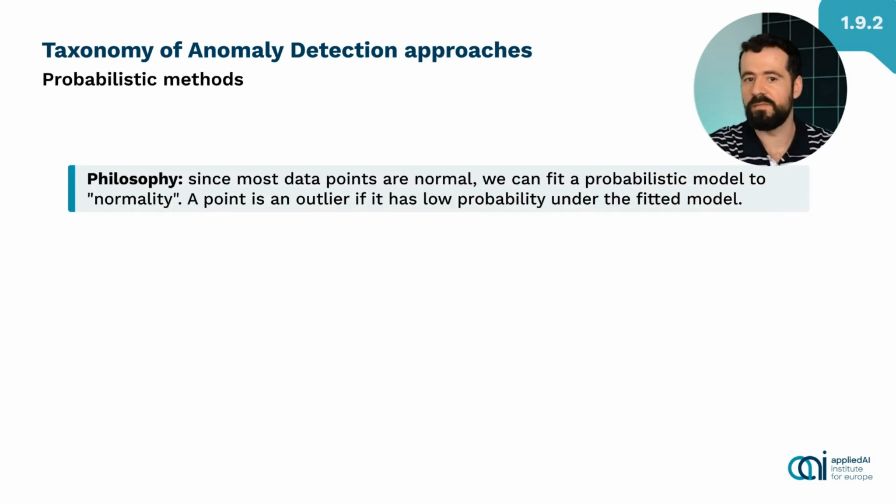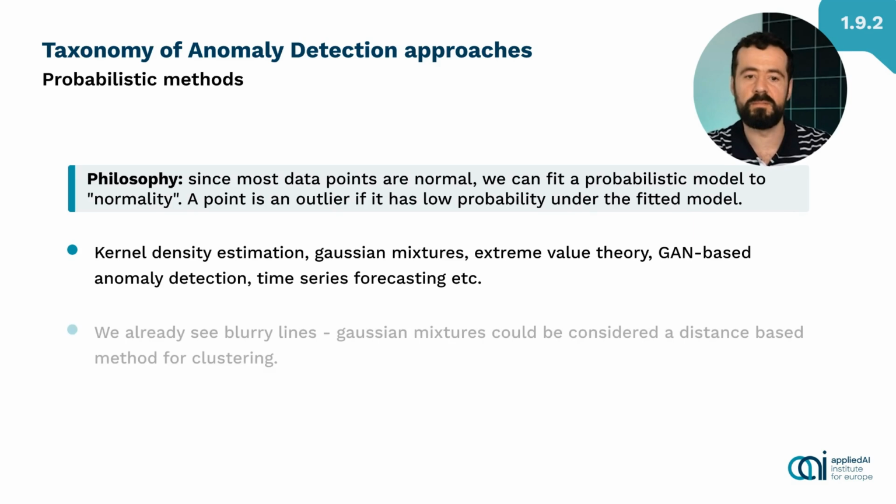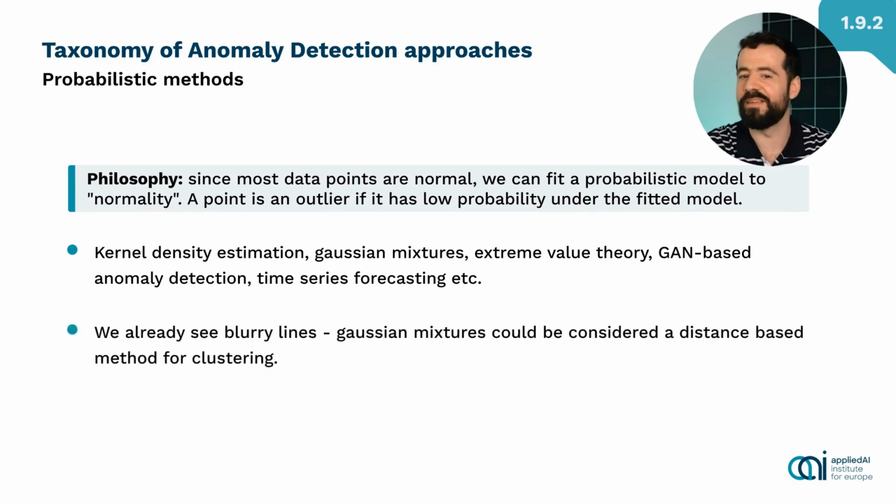The next philosophy is the probabilistic one. In this case, we say most of the data is normal, and we can fit a probabilistic model of normality. And then a point is most likely anomalous if it has low probability under the fitted model. Examples of such methods are kernel density estimation, Gaussian mixture models, the extreme value theory, GAN-based anomaly detection methods, or time series forecasting with probabilistic models. When looking at the first two philosophies, we can already see the blurry lines in the taxonomy. For instance, the Gaussian mixture model could be considered to be a distance-based method, especially when it's used in combination with the Mahalanobis distance, but equally well to be a probabilistic method.